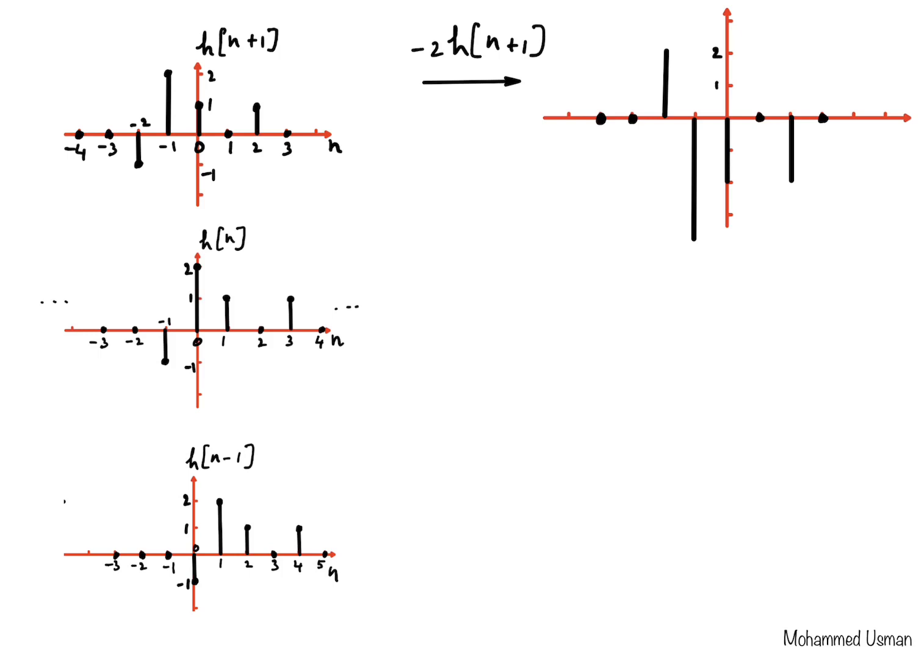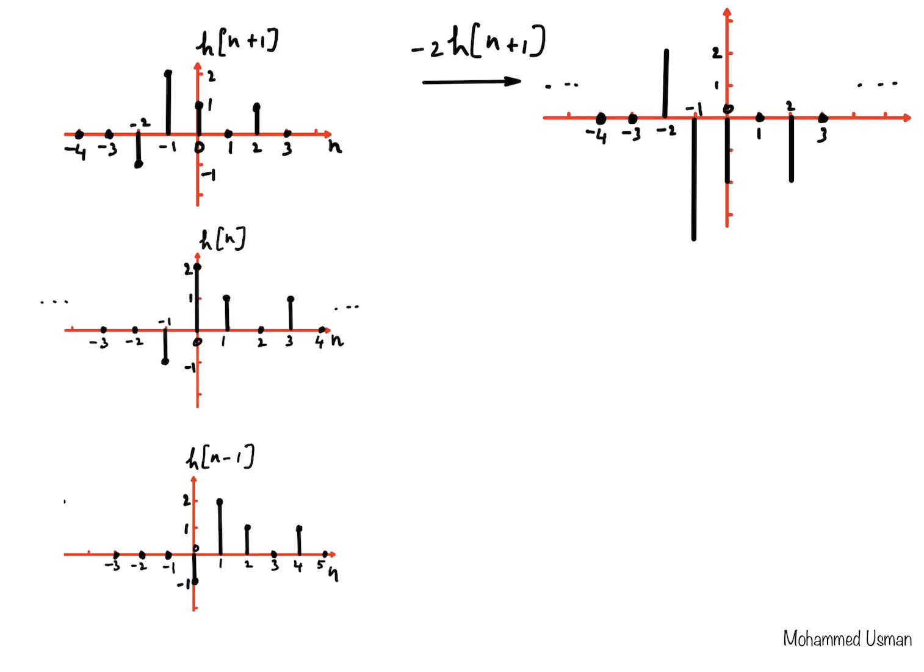And anything beyond that is also going to be 0, because h of n is 0 beyond 4, right? So any other value further is also 0. I'm not showing that here, so it is continuing with zeros beyond that. So this is the scaled and shifted impulse response. That's for n equal to 0, 1, 2, 3. That's for n equal to minus 1, minus 2, minus 3, minus 4.